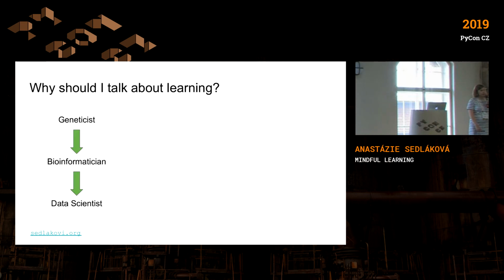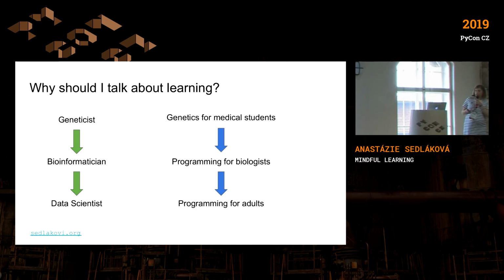So why should I talk about learning? As Peter also said in his introduction, I made a huge switch in my career. I made an education as a geneticist. So I was a lab worker doing some forensic genetics, as you can see in CSI Miami. Then I switched to bioinformatics, and then I left the field of biology completely, and now I'm doing data science. And during that change in my career, my learning experience also changed.